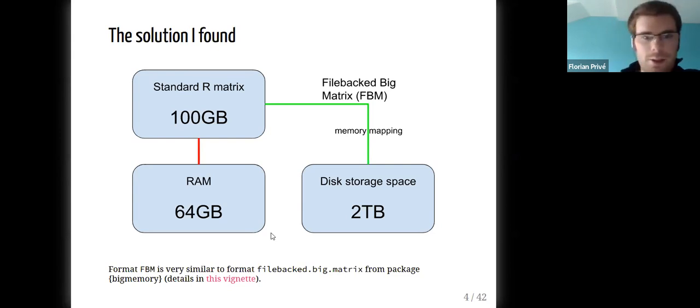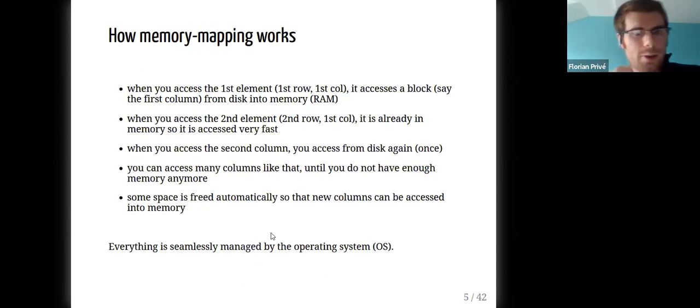So just quickly, I'll explain how memory mapping works. For example, you have your big matrix, okay? You want to access the first element, which is the first row and first column. When you access some data, you access it by block. So you access a block of memory. Let's say we access the first column, so it's loaded from disk to memory. Then we access the second element.